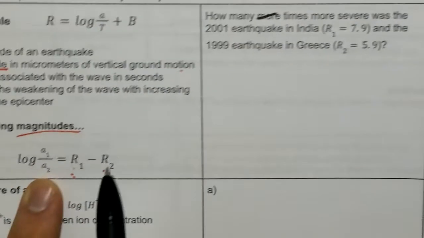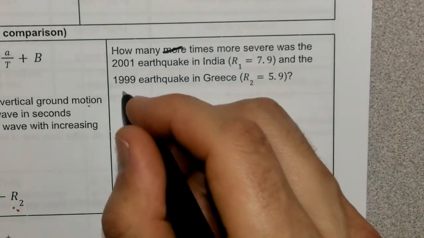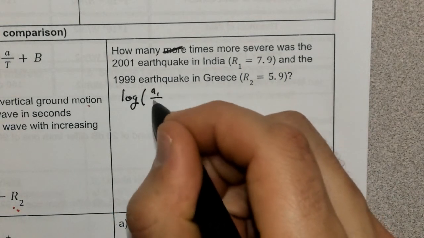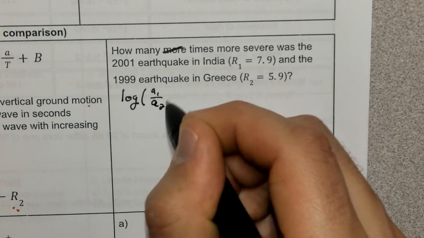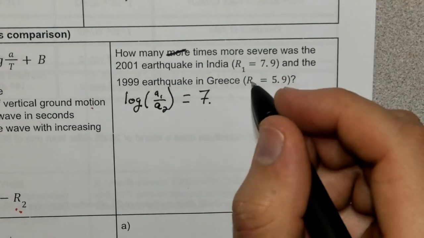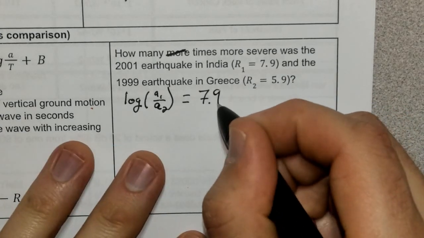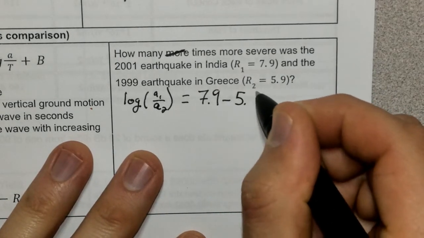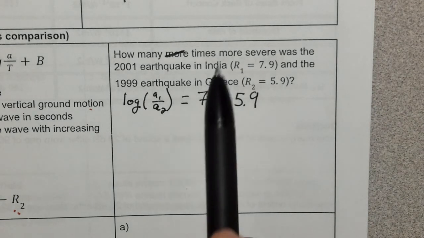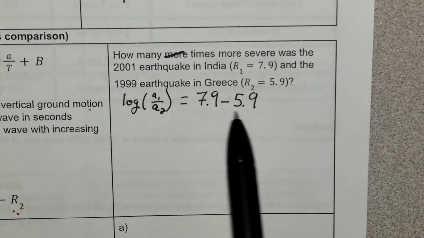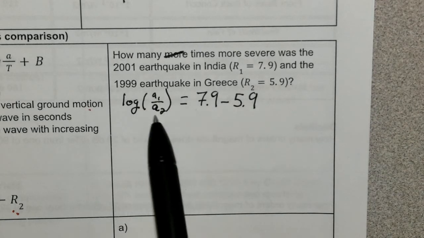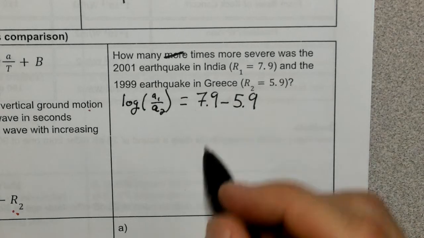And again, this is the formula that we're using. So the log of A1 to A2 is equal to 7.9 minus 5.9. We're just putting in R1 and R2 and then comparing them. Again, what we care about is the ratio of these two values.